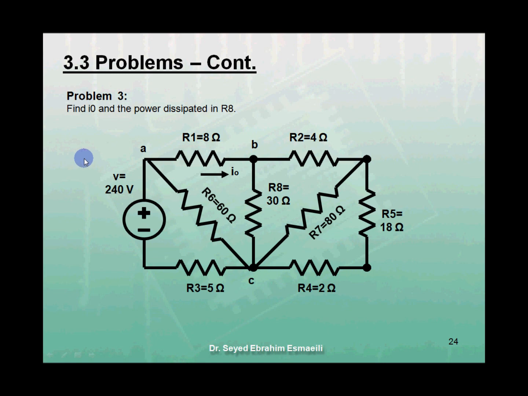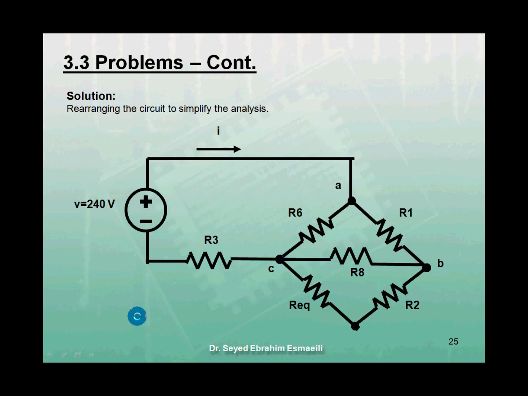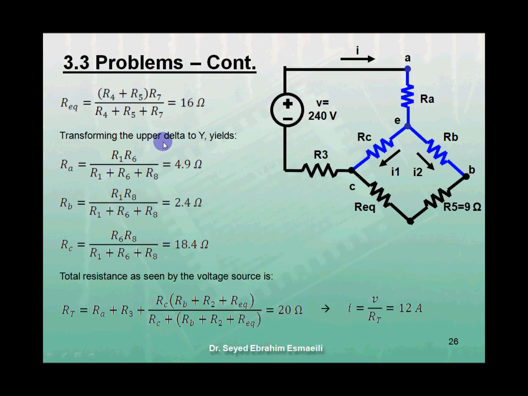In problem 3, we need to find I0 and the power dissipated in R8. In order to simplify the analysis, we rearrange the resistors in the previous circuit to obtain the circuit shown here. Please note that in the previous circuit, R equivalent is equal to R4 plus R5 times R7 over R4 plus R5 plus R7, equals 16 ohms.